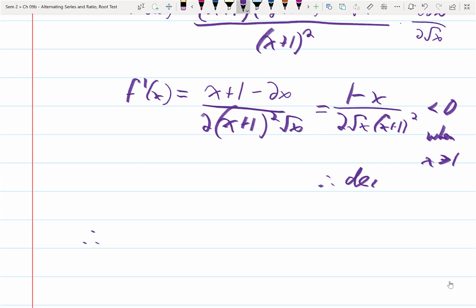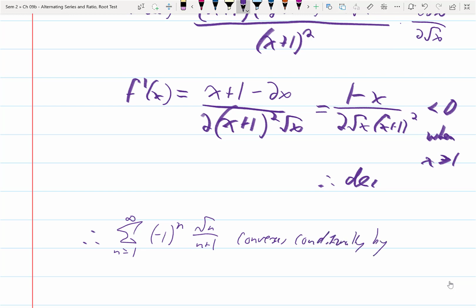So I can say now that the sum from n equals 1 to infinity of (negative 1) to the nth power, root n over n plus 1, converges conditionally by the alternating series convergence test.